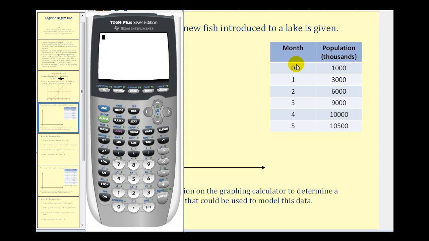So the first thing we need to do is enter in our data. We'll press the stat key and then enter. Clear out any old data by going to the top of the column, press clear, and then enter. So we'll go to the top of L1 and press clear, enter. And now we'll enter the new data.